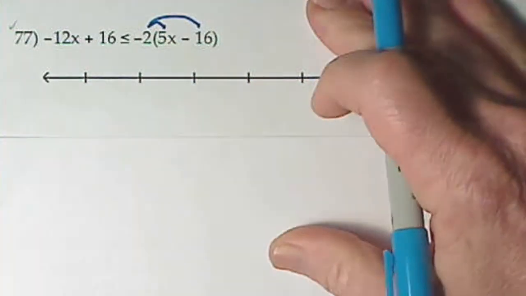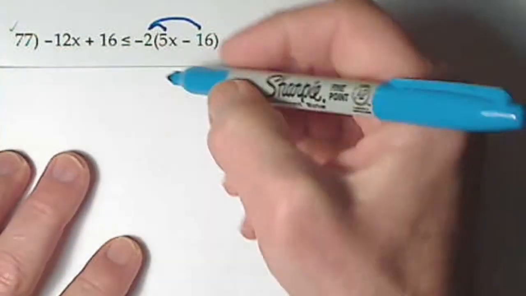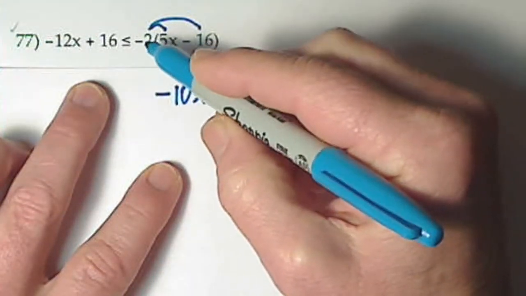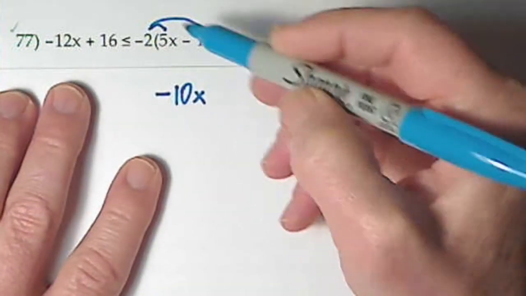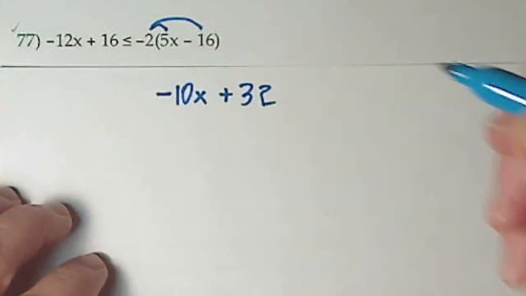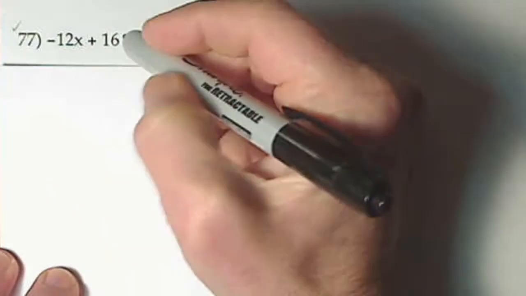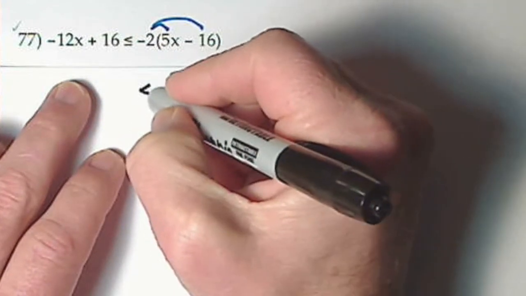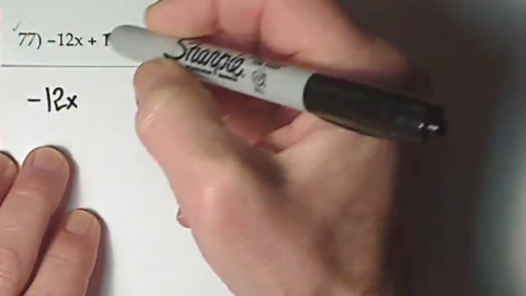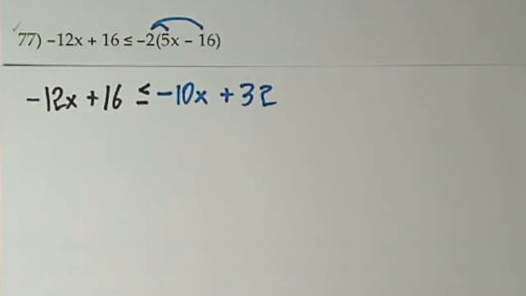And that gives us, I'm going to have to cover up our line here for a bit. Okay, so that gives us negative 10x, because negative 2 times 5x is negative 10x. Negative 2 times negative 16 is a positive 32. And on the other side, I'm just going to bring down everything we have. So our inequality sign at this point is greater than or equal to, and we have negative 12x plus 16.